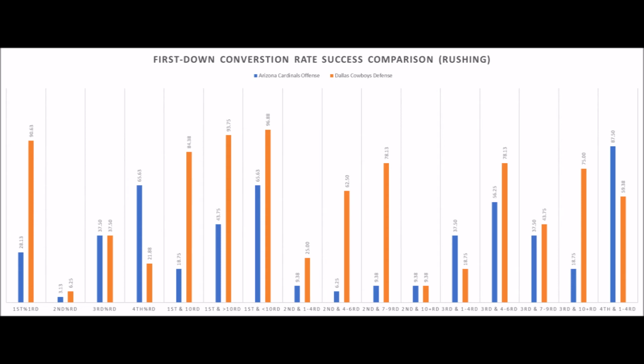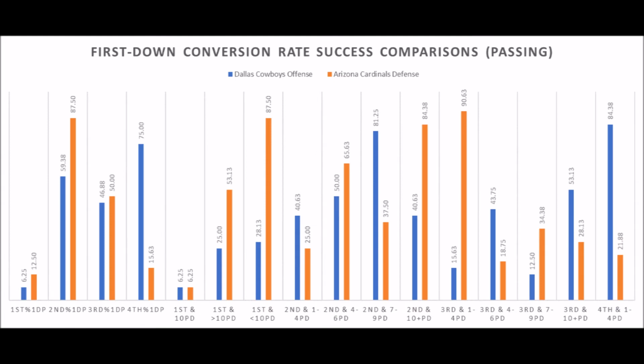Then when we get to passing situations, this is the Cowboys versus the Cardinals defense when it comes to making first down conversions on first down, second down, and third down. Overwhelmingly, the Cardinals defense is favored in this particular category. A lot of this is because of how poorly they played against the Denver Broncos, and they also didn't play the best against the Giants either. But for the most part, when you look at this, it favors the Cardinals.